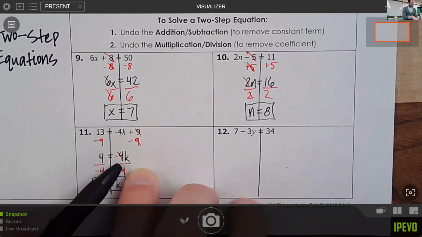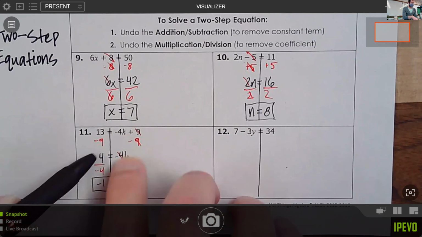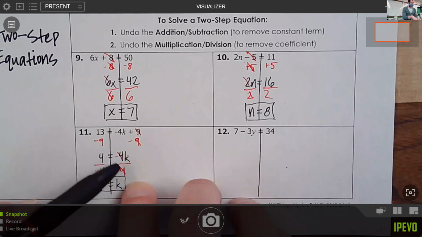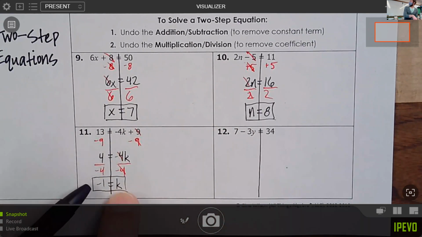Then we have to undo this multiplication of -4 with the variable. So we divide both sides by -4. On the right-hand side, they cancel out, and we're left with k. And then on the left-hand side, 4 divided by -4 is -1. So k equals -1 for number 11. How about number 12?